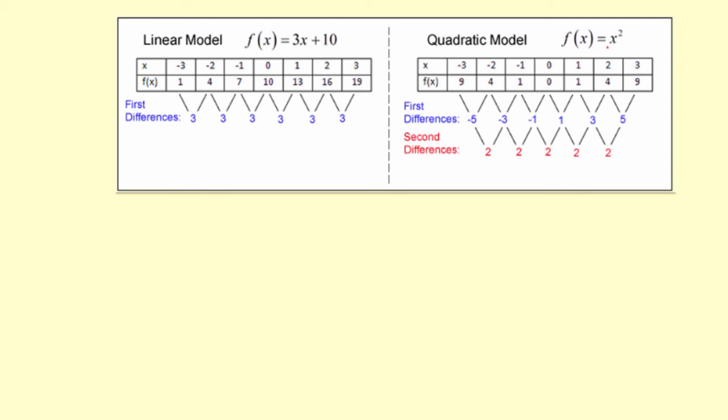For a quadratic model, the first differences are different, but the second differences should all be the same. In this case, the second differences are all 2. So to do second differences, you do the first differences. So 4 minus 9 is -5, 1 minus 4 is -3, and you continue on that way. Then you do the differences again. -3 minus -5 is 2, -1 minus -3 is 2, and you continue on. So the second differences are all 2. So that's a way to determine if a quadratic model could fit the data, as you do the second differences.